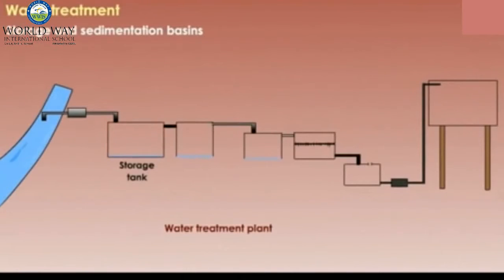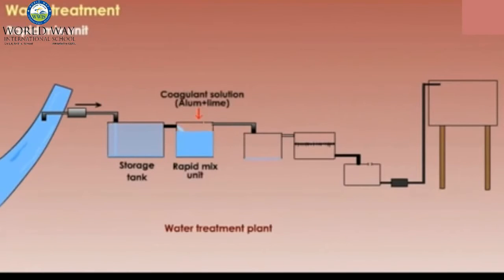Storage and sedimentation basins. Raw water from the river or canal is stored in two or more huge basins. Most of the suspended materials settle down in these tanks by sedimentation.